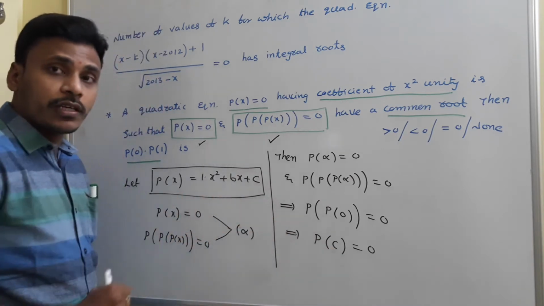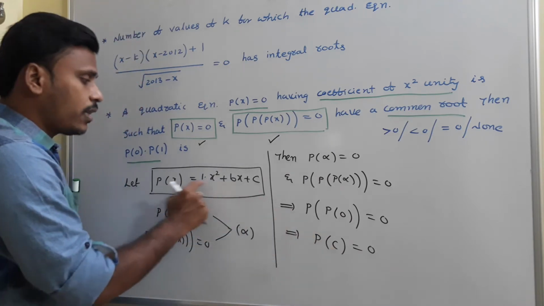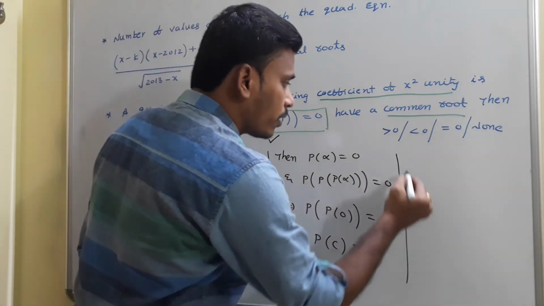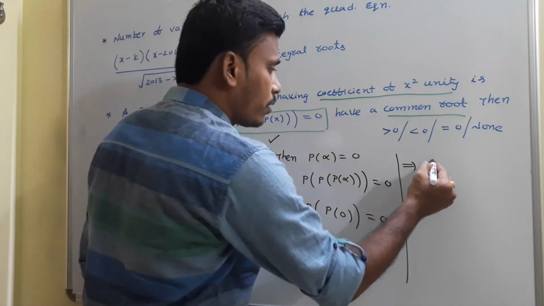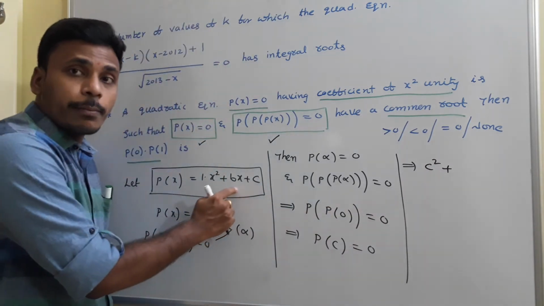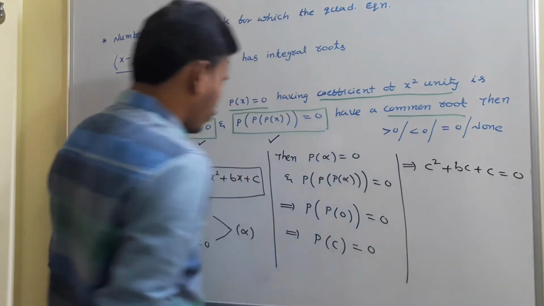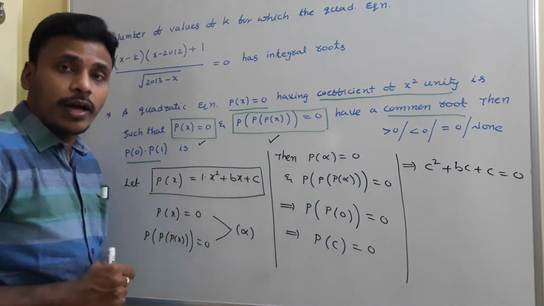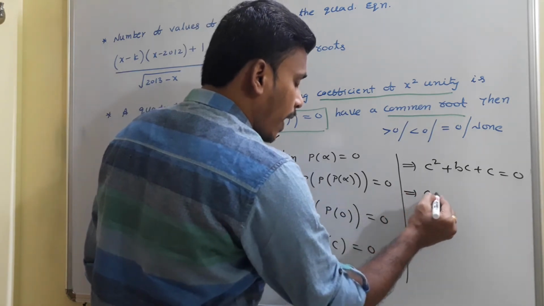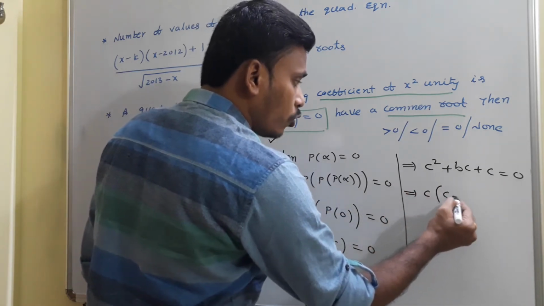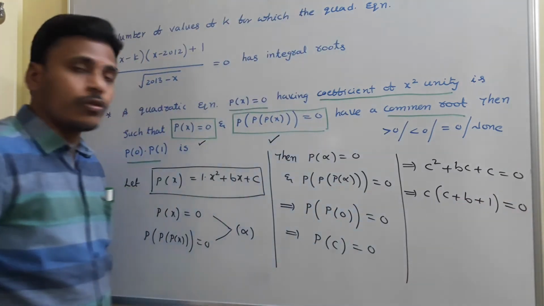And since p(c) = 0, what is p(c)? Replacing c in this p(x). So when you replace c in that p(x), okay, 1 into c square is c square, plus b into c is bc, plus c is equal to 0. That is p(c) and that is 0 as given. So c square plus bc plus c is equal to 0. I will read it like this: c into (c plus b plus 1) is equal to 0.